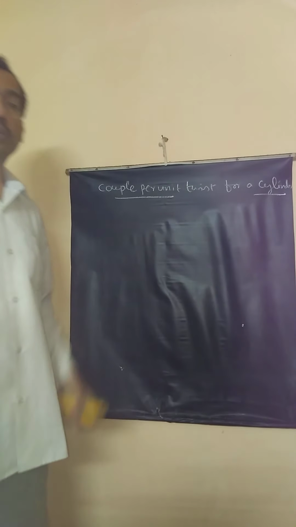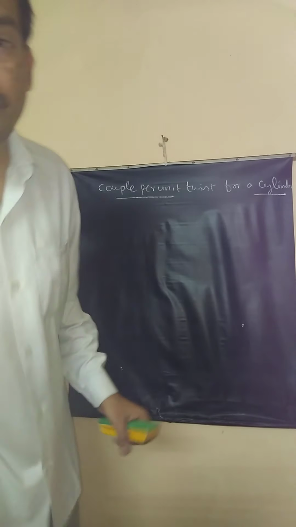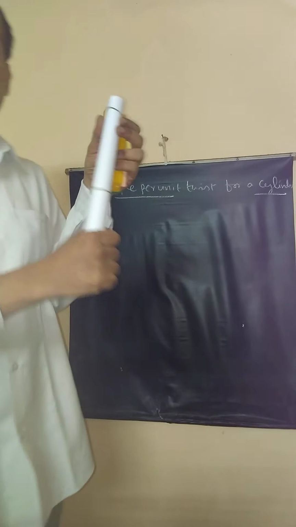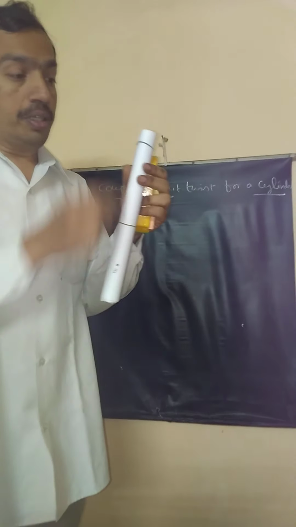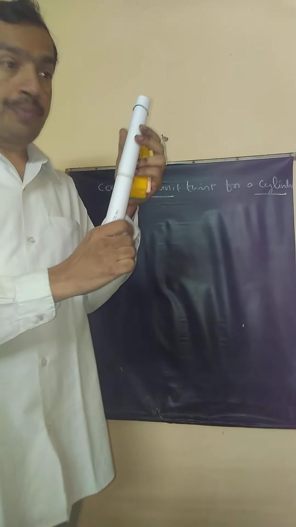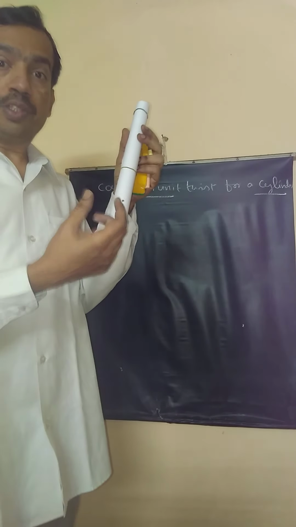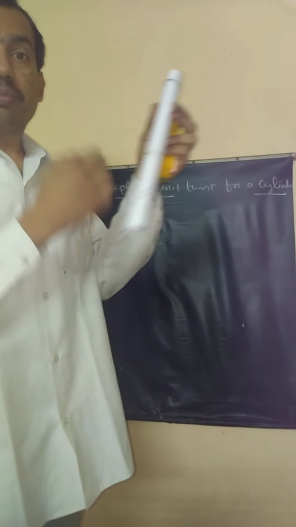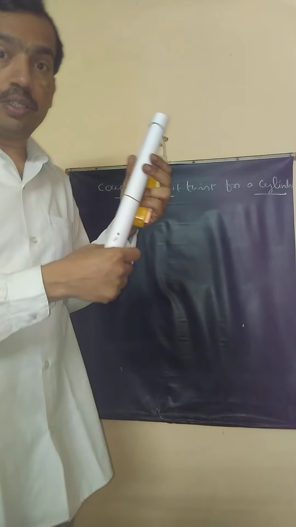What is couple per unit twist? I'll take a cylinder. See here is a cylinder. Imagine this to be a solid cylinder. This cylinder can be imagined to be made of a large number of concentric cylinders of increasing radius. This is the outer part of the cylinder that you are seeing.